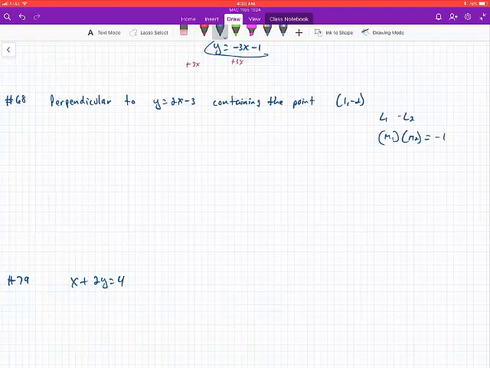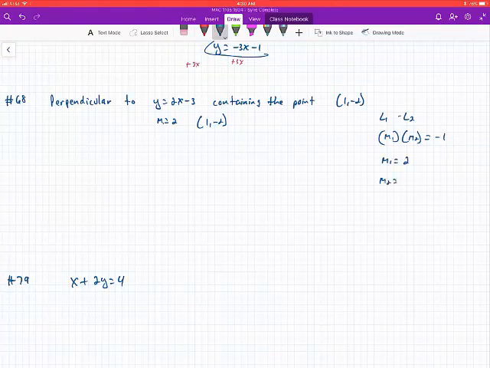In other words, they have to be opposite reciprocals. So looking at this line that they gave us, since it's in slope-intercept form, the slope is equal to 2. So we're going to use this information to find the line that's perpendicular. Now, the opposite reciprocal, so this is m1. In this example, m1 is equal to 2.